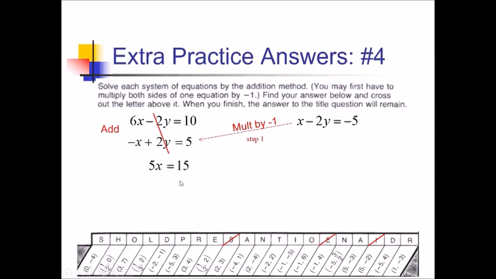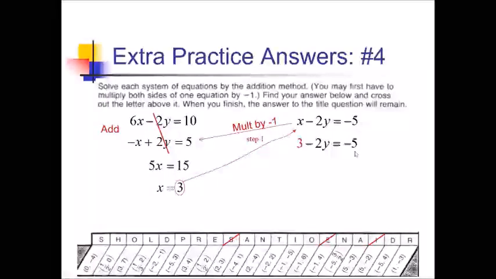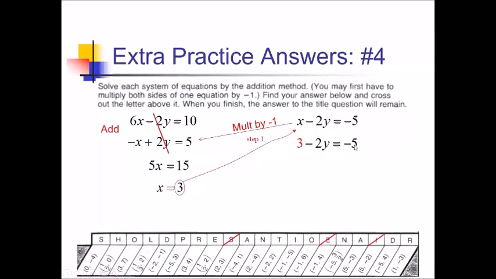Next, dividing by 5 to get x by itself, we have x equals 3, and I can now plug the 3 in over here, or I could use this other equation here, it doesn't really matter, to get the y value. So we have 3 minus 2y equals negative 5. Subtracting 3 from both sides, negative 5 minus 3 is negative 8. And now to get y by itself, I have to divide by negative 2. Negative 8 divided by negative 2 gives me y equals 4. So that's the point 3, 4.